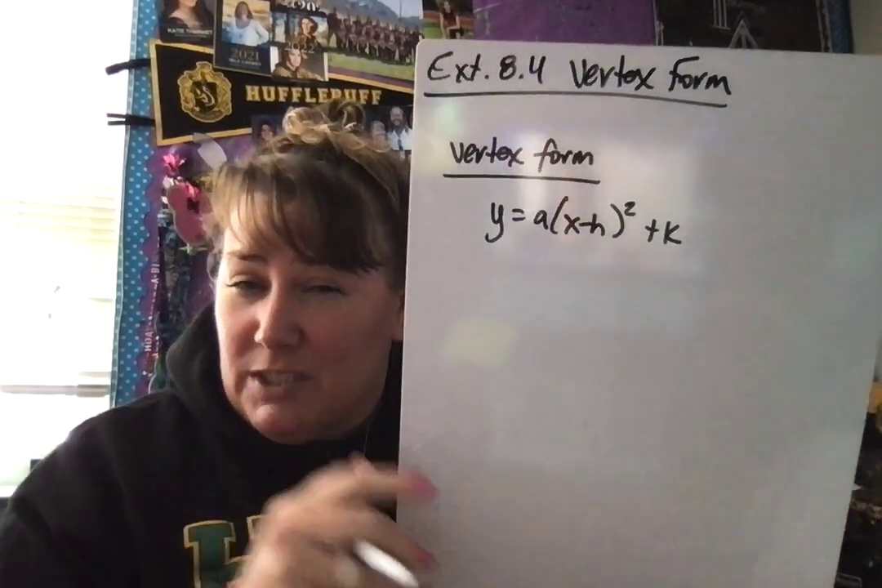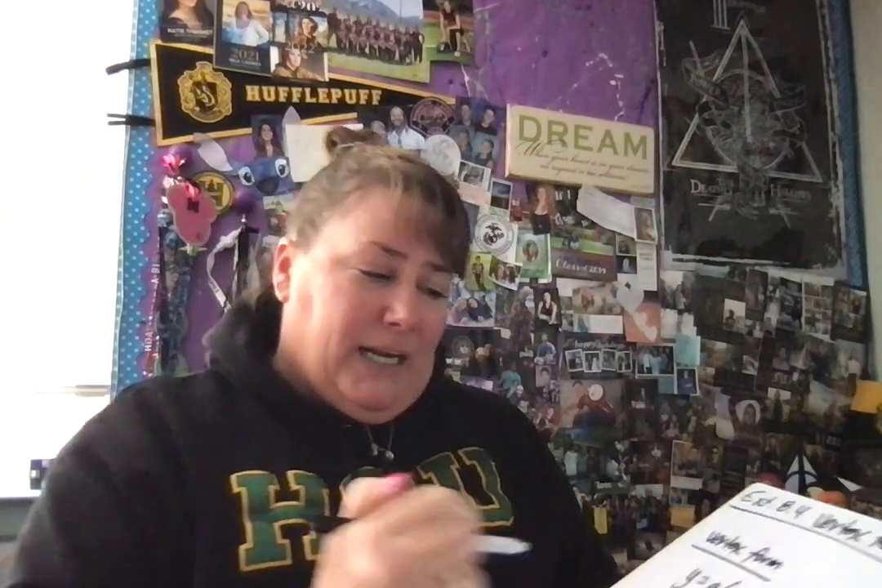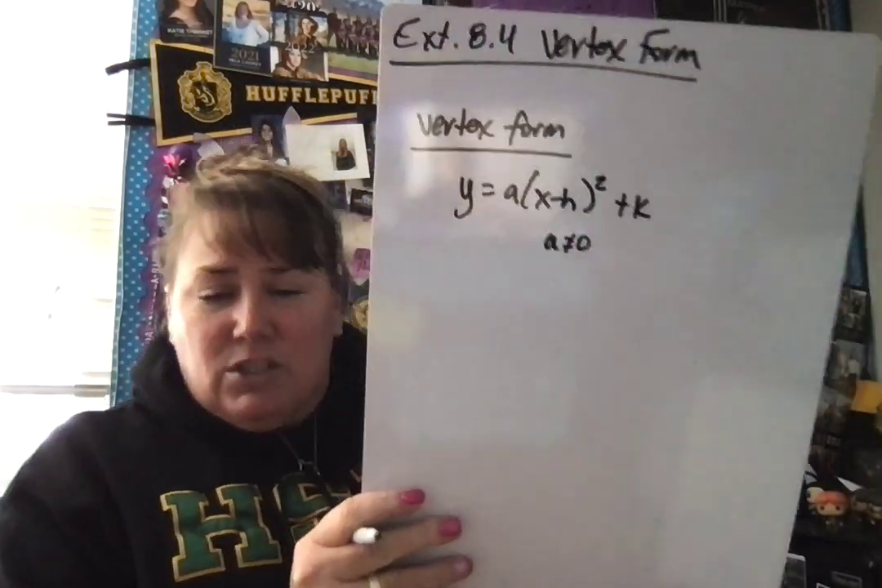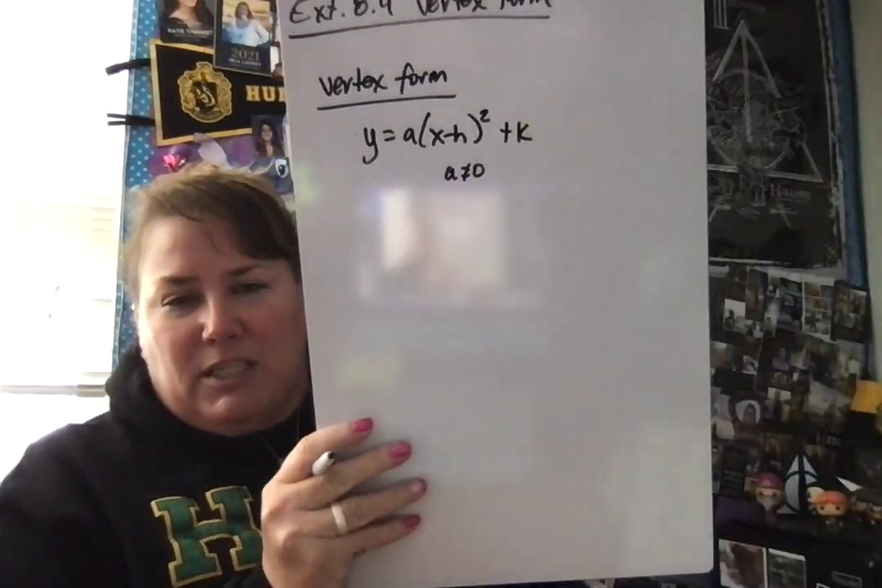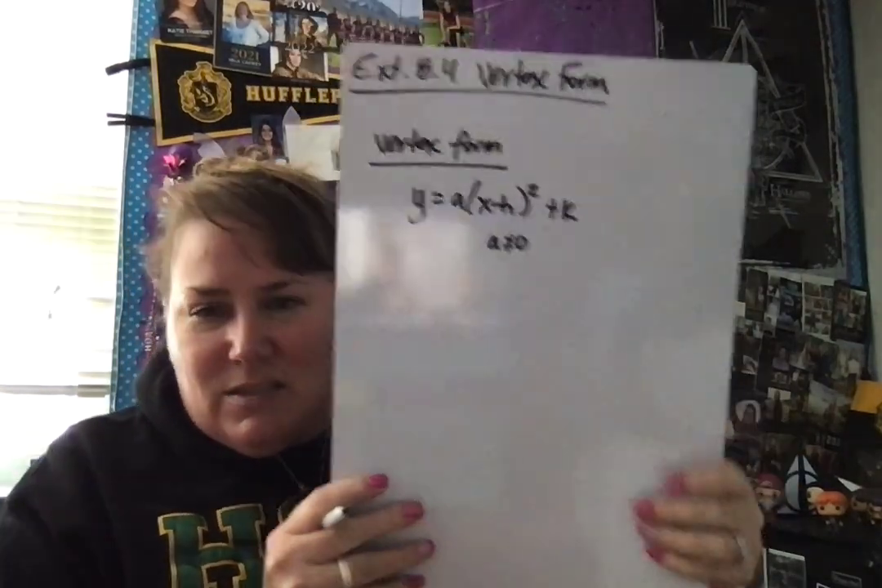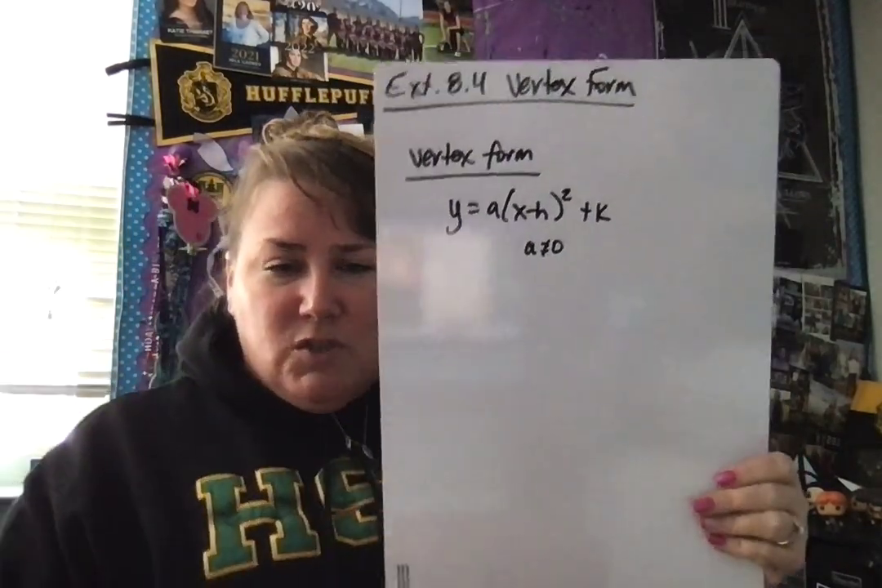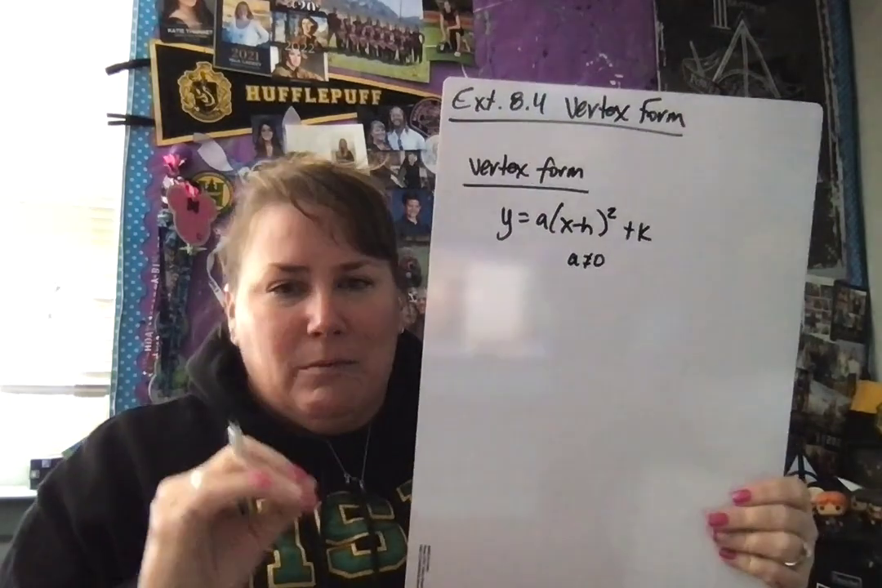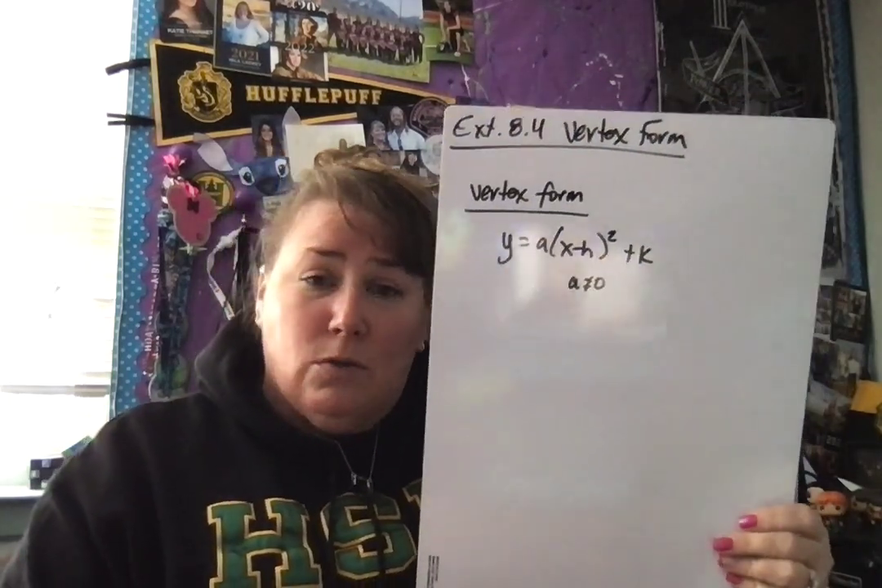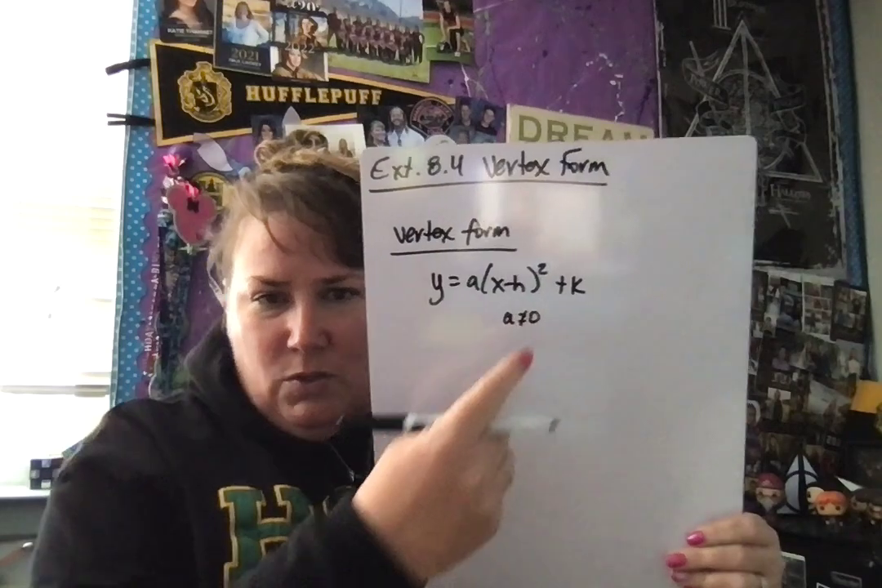Okay. Now there's a couple things on this one. A cannot equal 0, just like it cannot equal 0 in your quadratic function, just your basic y equals ax squared plus bx plus c, because if we had an a that was 0, then we'd have a linear function. So a always has to be anything but 0, whether it's greater than 0 or less than 0, that part doesn't matter. So a can't be 0.